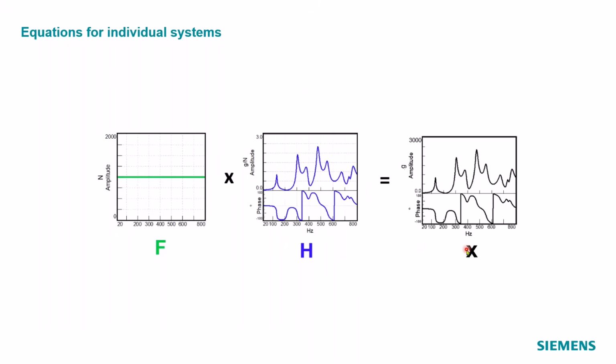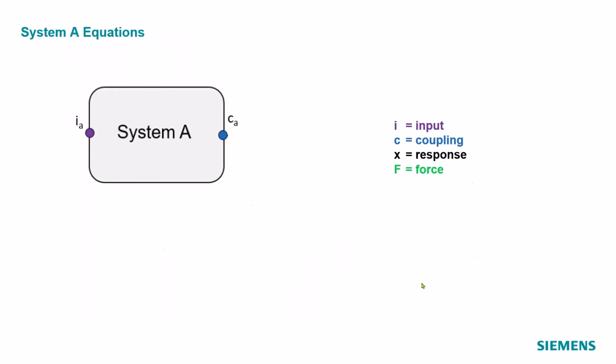That's what the FRF is helping us do. So we're going to be using this relationship as we go forward. In order to get us there, I'm going to split our system into two pieces, System A and System B, and look at them separately, because remember, we're going to acquire our FRFs separately and then combine them using FBS to get the system FRF.